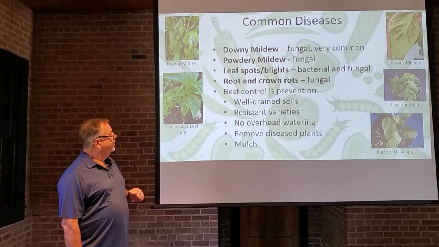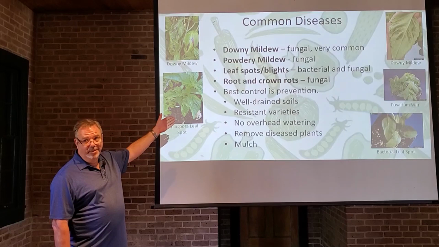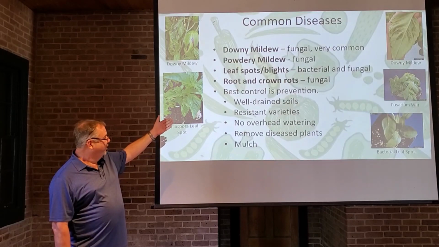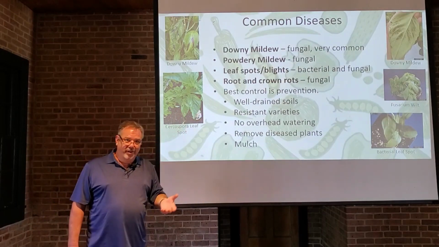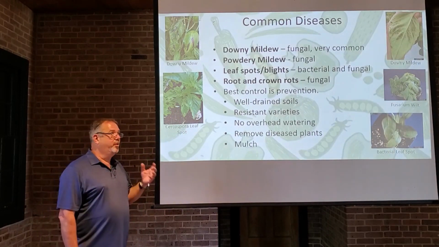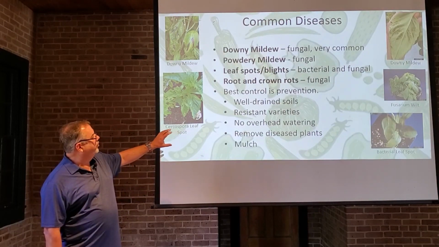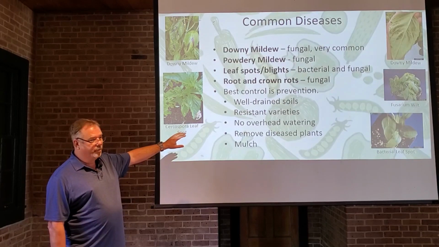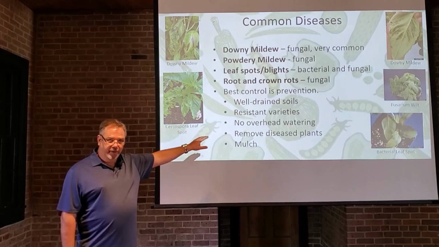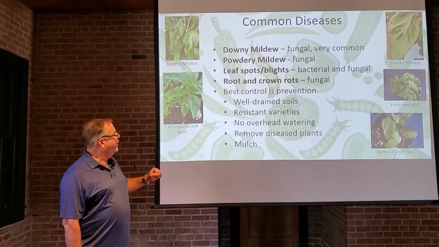And some common diseases, you've got downy mildew, powdery mildew, leaf spots and blights, root and crown rots. So most of these are fungal diseases, and we already know that the fungal diseases are usually caused by these wet, warm conditions. So trying to avoid that is one of your best bets. With environmental controls, you're going to want well-drained soils to fight the problems with the roots. You could use resistant varieties. That's a very good way to plan and get ahead of these disease problems.